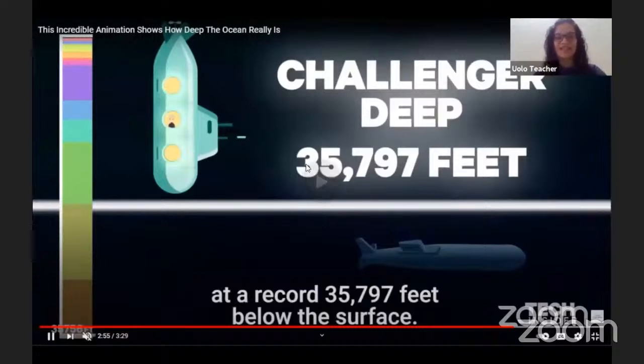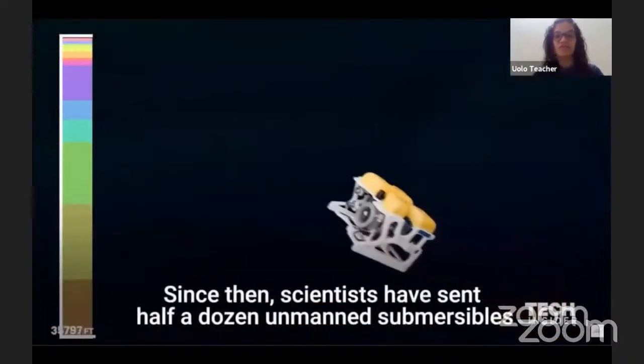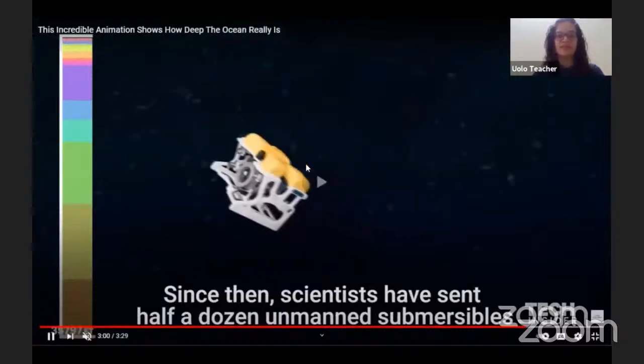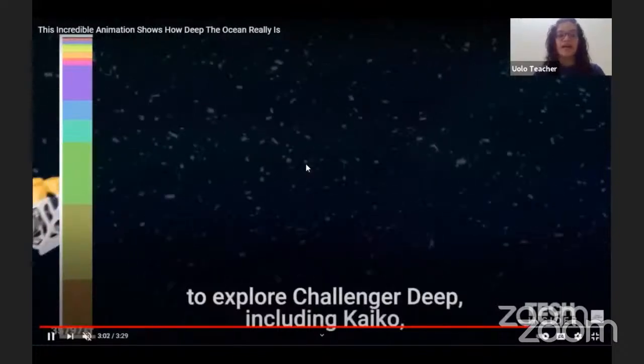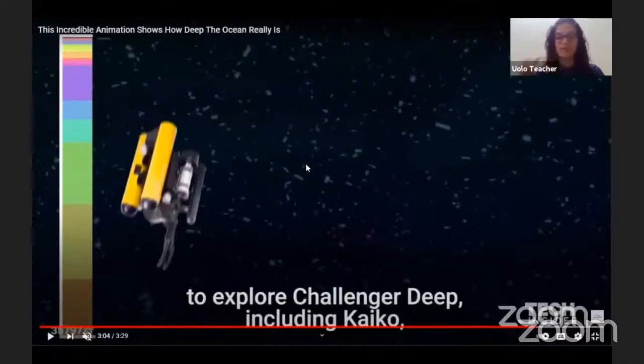Now, since then, scientists have sent a dozen unnamed submersibles. Sorry. Now, what are these submersibles? These submersibles explore the Challenger Deep area, including the Kaiko.